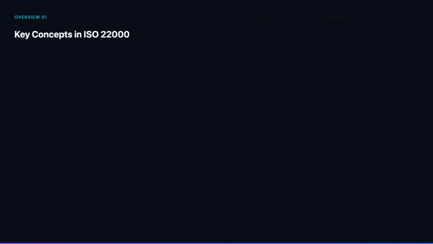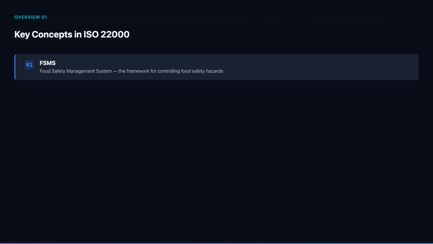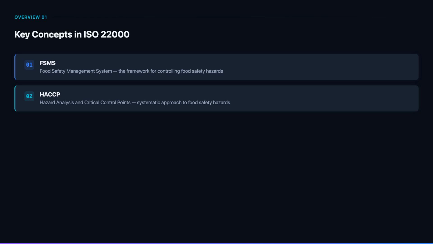Let's define the key terms that form the foundation of food safety management. A food safety management system is the structured framework of policies, procedures, and controls that ensures food products are safe for consumption. ISO 22000 defines what an effective FSMS must include, covering every stage from raw materials through processing, distribution, and retail. HACCP is the internationally recognized methodology for identifying, evaluating, and controlling food safety hazards.